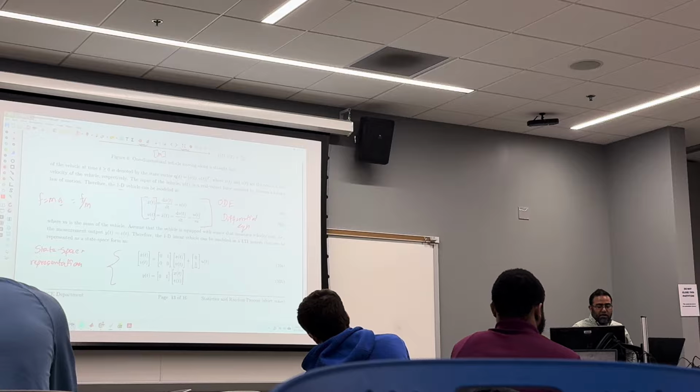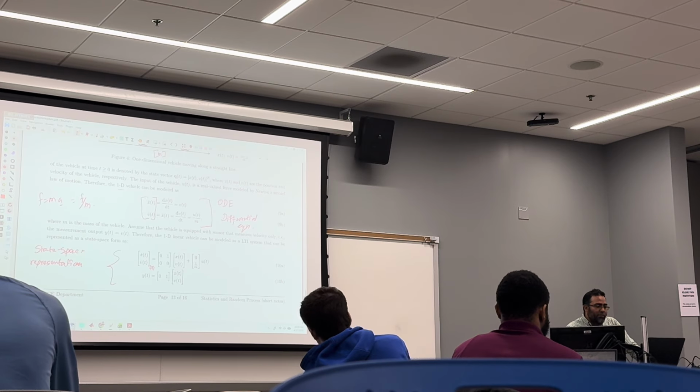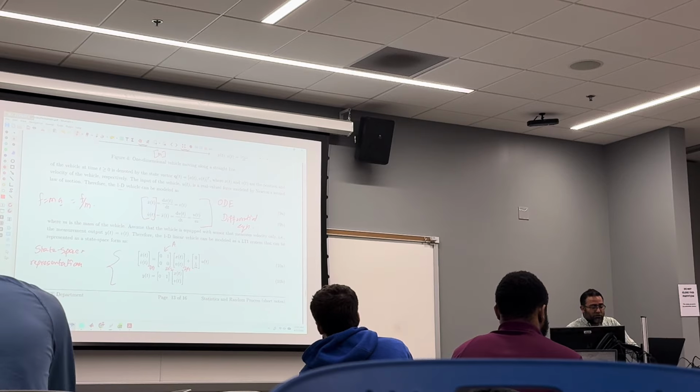So we have the state space representation, where you combine these two elements, x dot and v dot, and put them as a column vector. This column vector has dimension 2 by 1. Then this is a matrix of dimension 2 by 2, and this is a column vector of dimension 2 by 1, and this is a scalar.